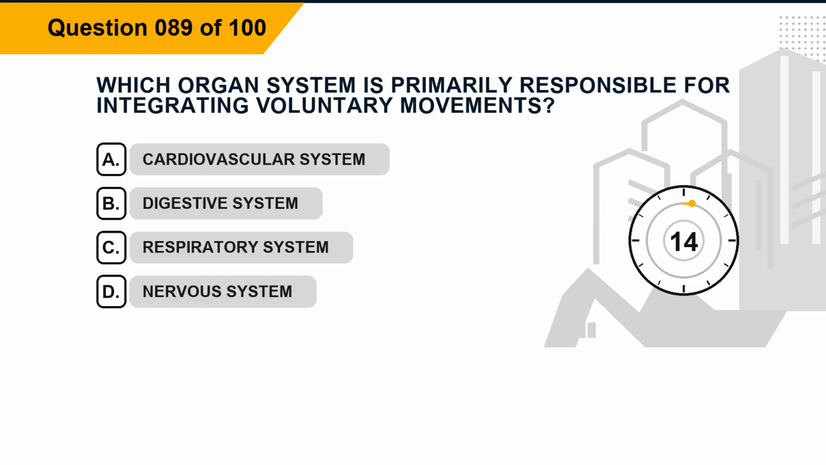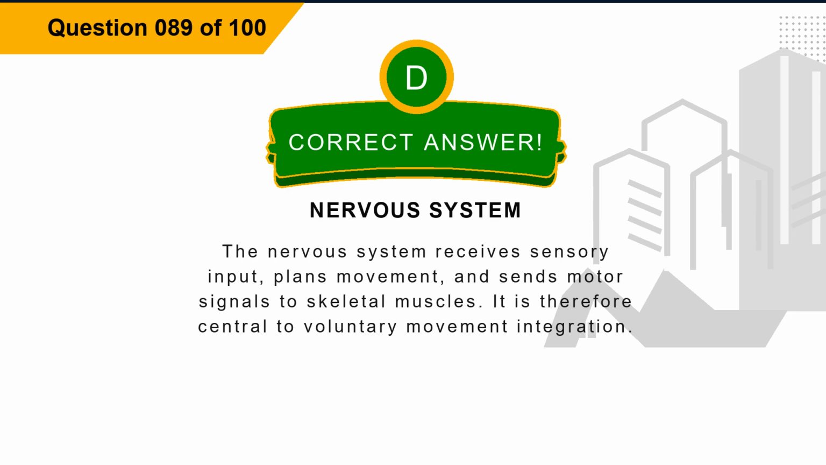Question 89. Which organ system is primarily responsible for integrating voluntary movements? Option A, cardiovascular system. Option B, digestive system. Option C, respiratory system. Option D, nervous system. The correct answer is option D, nervous system. Explanation: the nervous system receives sensory input, plans movement, and sends motor signals to skeletal muscles. It is therefore central to voluntary movement integration.